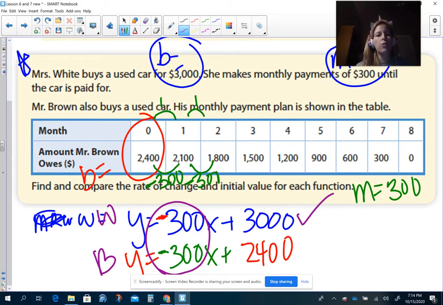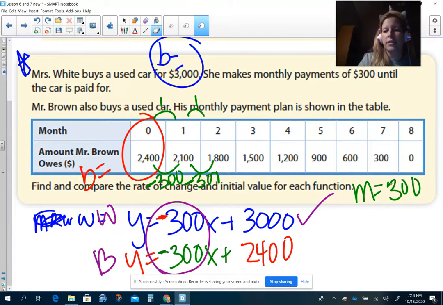So in real life, what does this mean? Does it mean it's going to take Miss White longer to pay hers off? And why would it take her longer to pay hers off? Because it was more, right? Her car cost more.